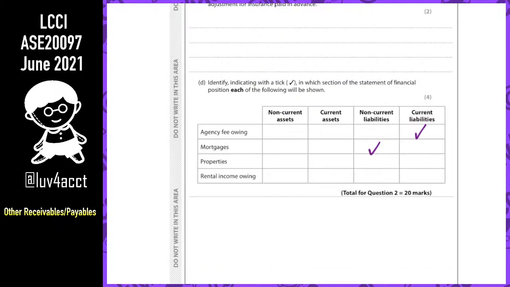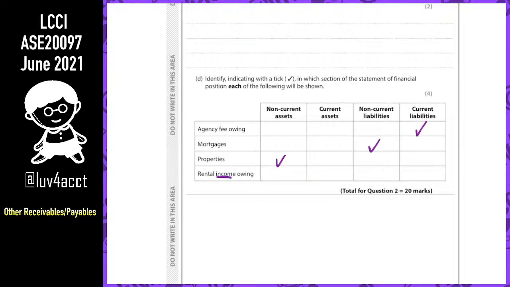Properties, non-current asset. Rental income owing, income in arrears. Someone owes you the income that you should receive. So it is other receivables in the current asset section. Okay, 4 easy marks.